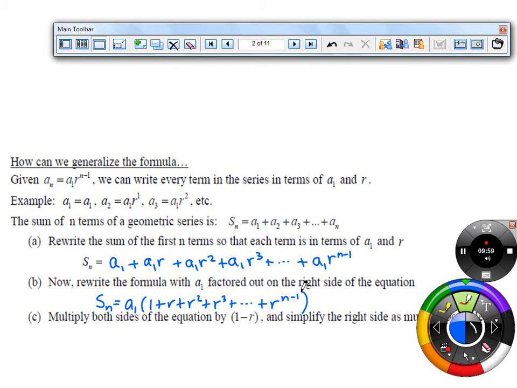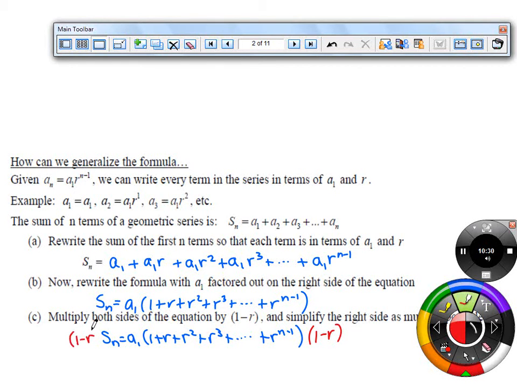So what you're going to do for the next step is take what you have and multiply both sides of the equation by 1 minus r. This side's going to get multiplied by 1 minus r, and so is this side. Can I do whatever I want to an equation as long as I do it to both sides? Yes. Okay, so this is okay.